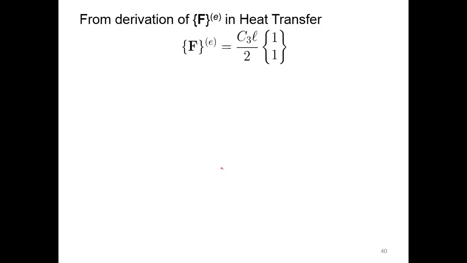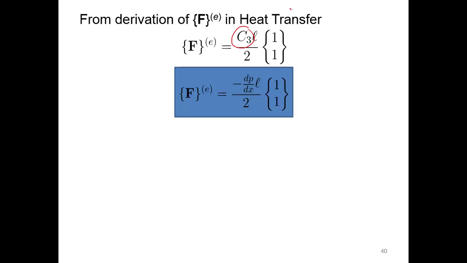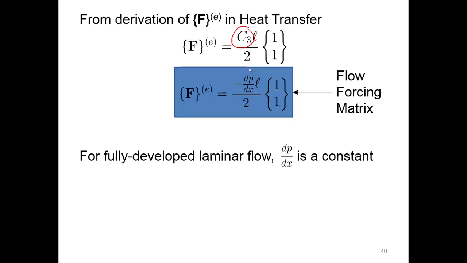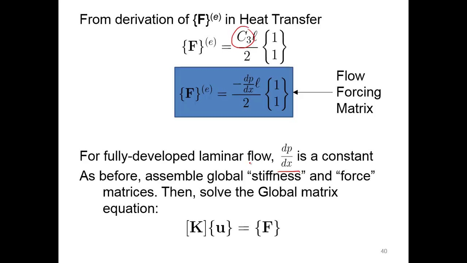From our force matrix, our forcing functions, we got C3 divided by L. C3 here is our pressure gradient, so we got the negative dP/dx times L over 2. And that's our flow forcing matrix. Kind of makes sense, right? The pressure gradient is what drives the flow. For fully developed laminar flow, as we've talked about in fluids, dP/dx is a constant.